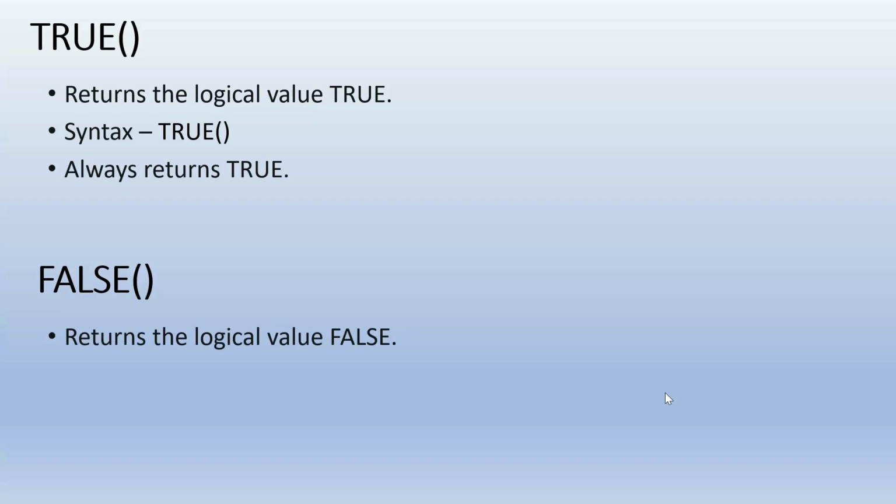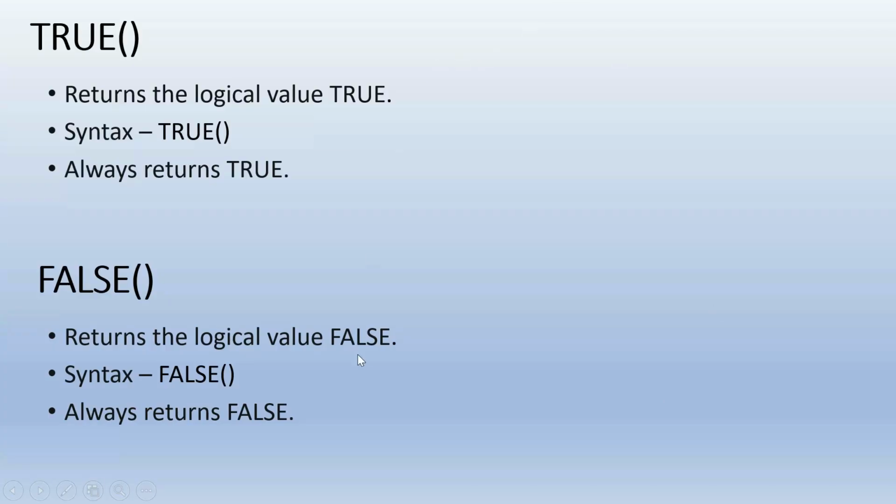Then we have the false logical function. It returns the logical value false, right? The syntax is FALSE. Like true, we don't have any kind of parameters in it, and it always returns the false value. So these are just the true and false logical functions.